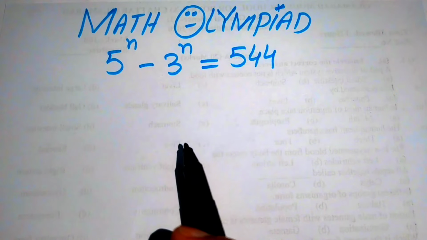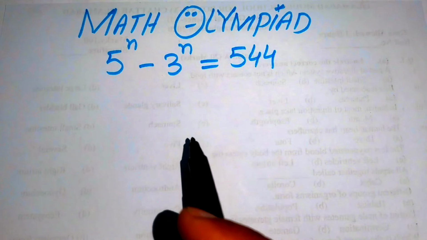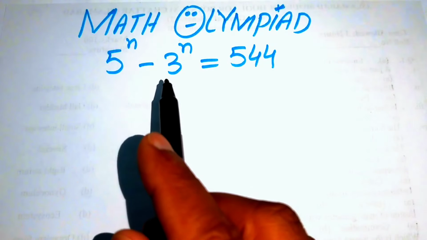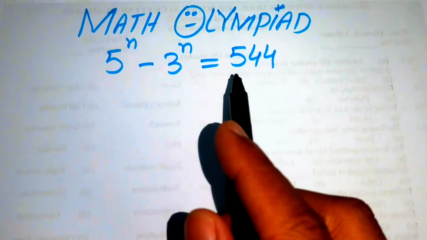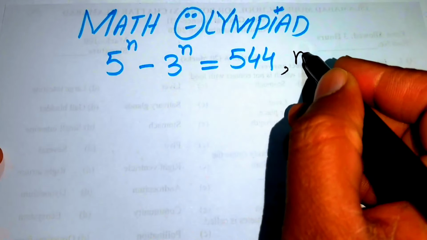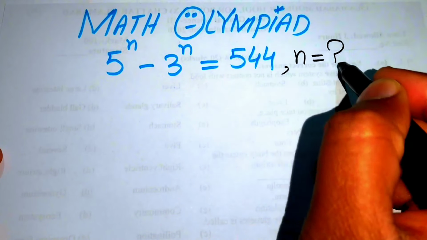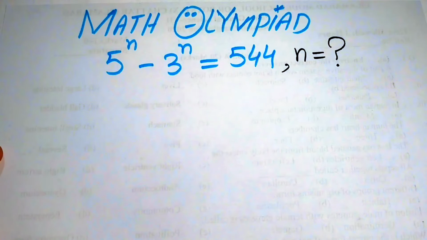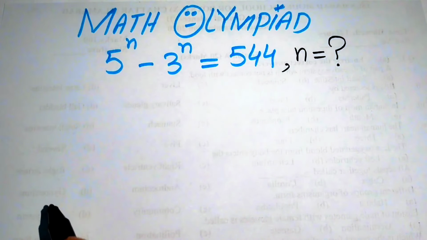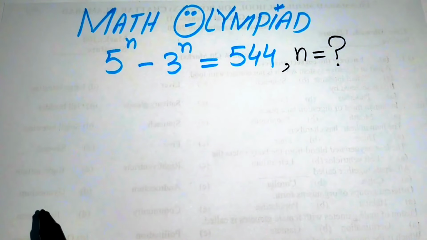In this video, we are going to solve this nice math Olympiad algebraic challenge. Here we have 5 to the power of n minus 3 to the power of n equals 544, and we solve this problem for the value of n. Here we use a unique method known as the reverse engineering method, and we find the value of n in this problem.